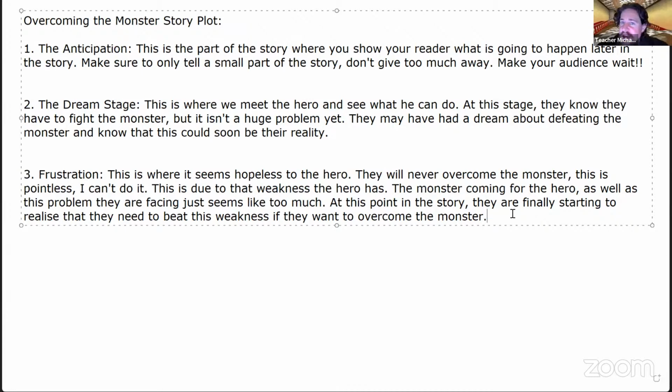But yeah, so remember that weakness that we gave the hero. So the monster comes for the hero, as well as this problem that they're facing, they can't beat. It just all seems like too much. This is the point in the story where the hero finally realizes that they need to beat this weakness if they want to overcome the monster. So they know they need to beat this problem that they're having so that they can go on to beat the monster later in the story.